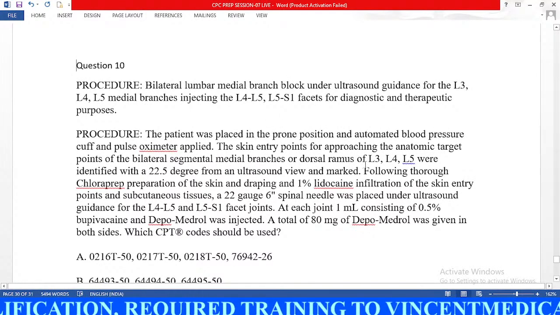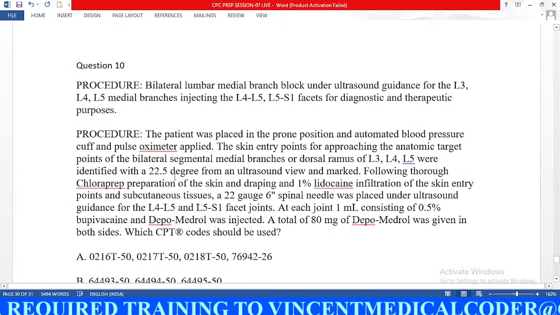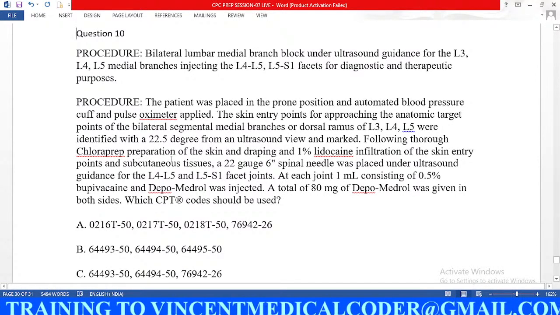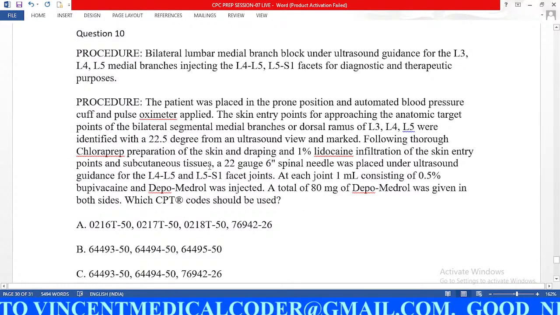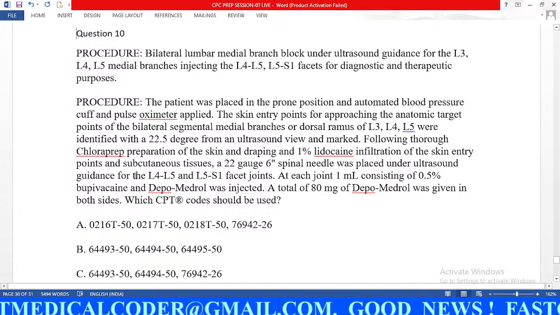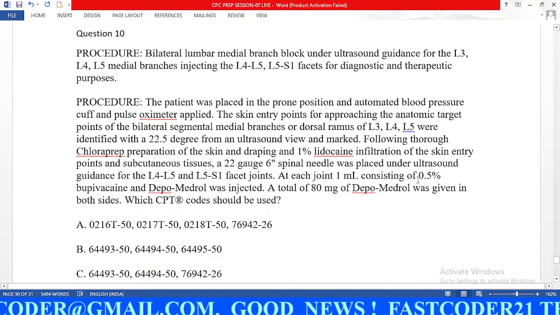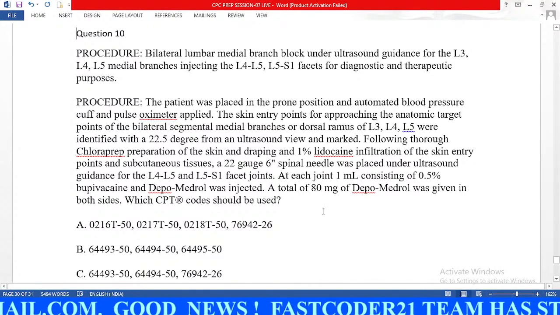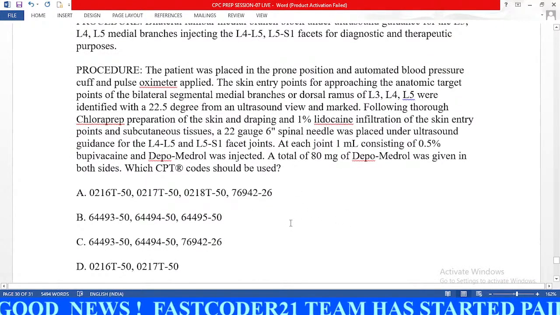Branches of the dorsal ramus of L3, L4, L5 were identified at 22.5 degrees from an ultrasound view and marked. Following chloroprep preparation of the skin and draping, 1% lidocaine infiltrated the skin entry points and subcutaneous tissue. A 22 gauge 6-inch spinal needle was placed under ultrasound guidance for the L4, L5, L5S1 facet joint. At each joint, 1 ml consisting of 0.5% bupivacaine and Depo-Medrol was injected. A total of 80 milligrams of Depo-Medrol was given on both sides. Which CPT code should be used?